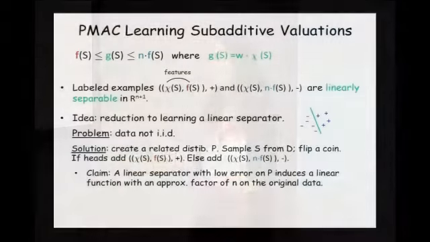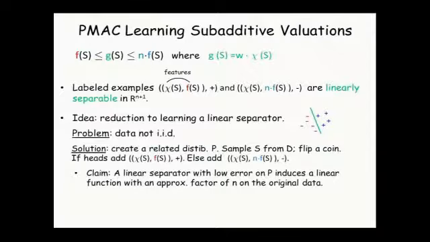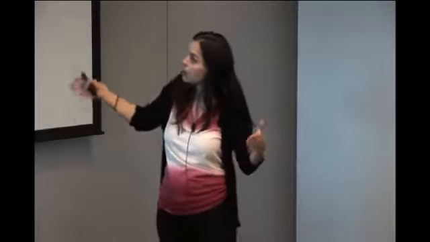And then we can argue that a linear separator with low error on this new distribution in R^(n+1) induces a linear function that has an approximation factor of n on most of the examples coming from the original data distribution over subsets of the ground set.